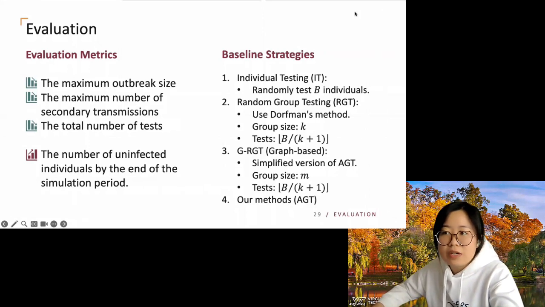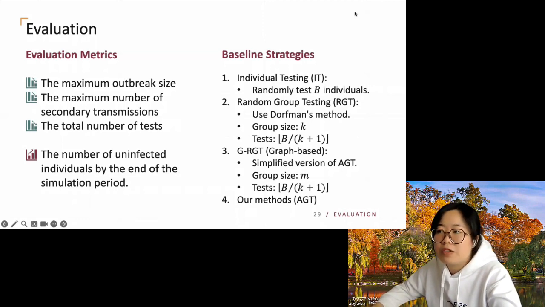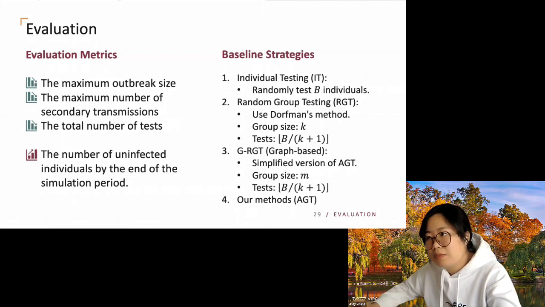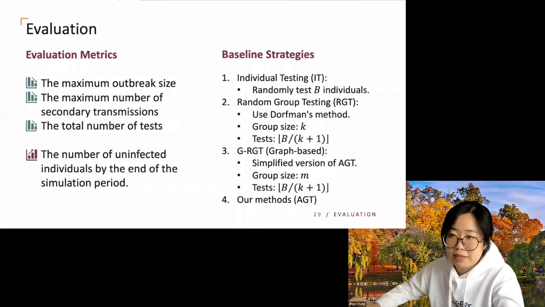And there are 3 baseline strategies. Baseline strategy number 1 is the individual testing, denoted as IT. It randomly draws B individuals from the population without exceeding the testing capacity and tests individually. Baseline strategy number 2 is the random group testing. It applies randomly selected groups as described in the original Dorfman's method. The group size is K, and the number of tests performed at each time step is bounded by the testing capacity.